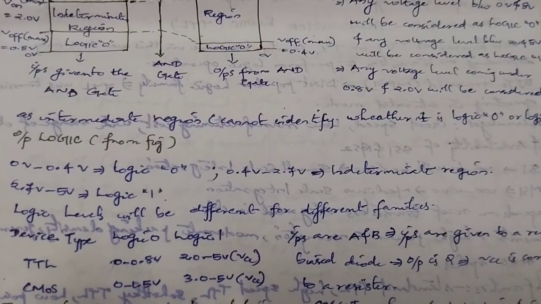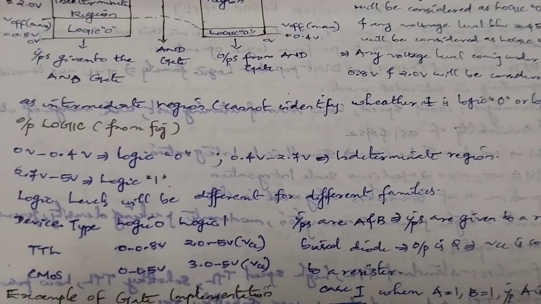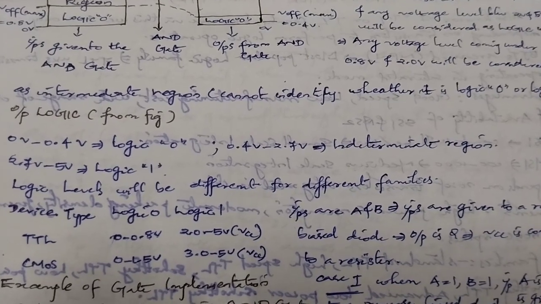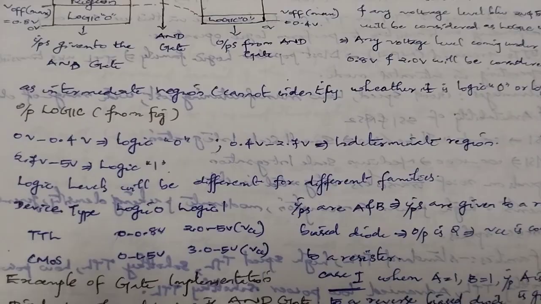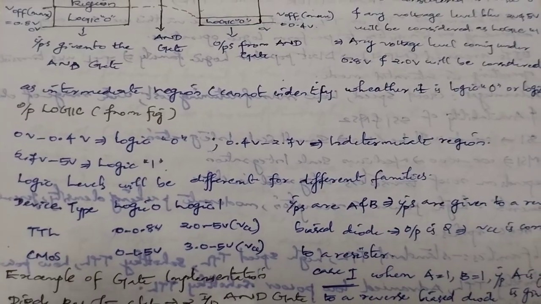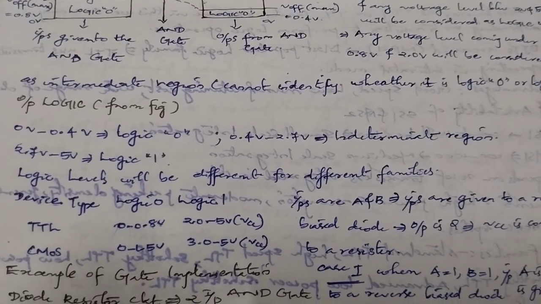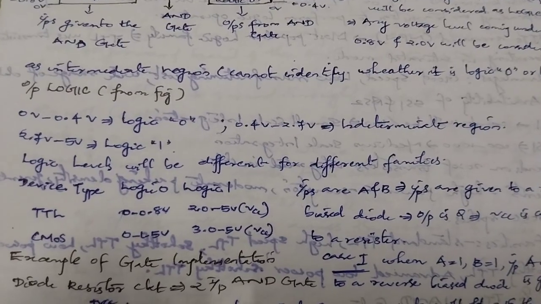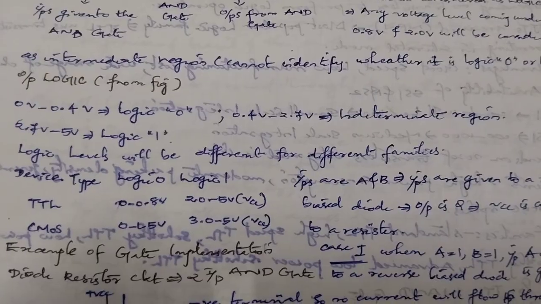Output logic levels from the figure. 0 to 0.4 volt is logic 0. 0.4 to 2.7 volt is the intermediate region, and 2.7 volt to 5 volt is logic 1. Logic levels will be different for the different families.